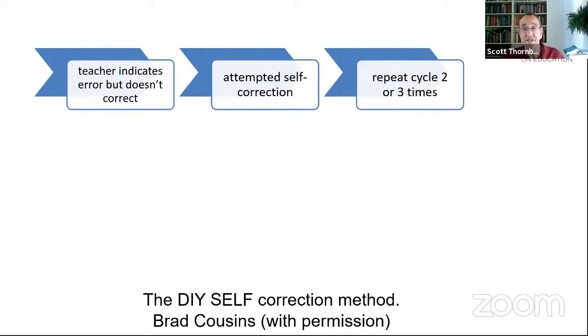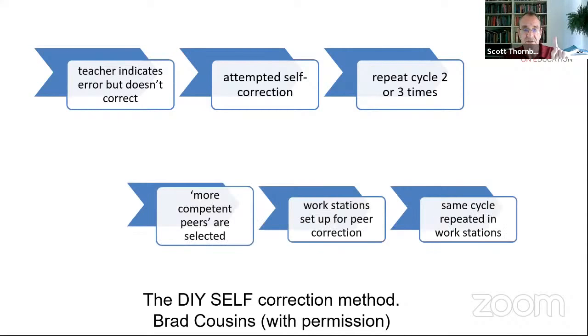Now, the students who are able to correct most of their own sentences become the group leaders for the next stage of the activity, the so-called more competent peers. And they go to groups around the classroom, or breakout rooms if you're teaching online, and become workstations. And exactly the same process is repeated where the other students come to that group leader and the group leader goes through the composition and ticks the sentences as correct, and they go back and forth and they can discuss them, etc. And this is repeated.